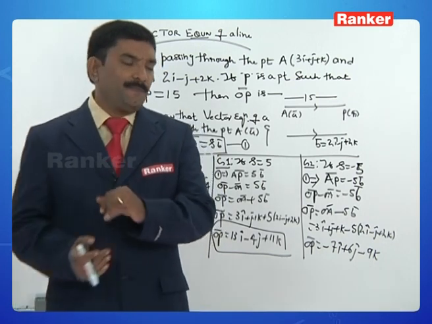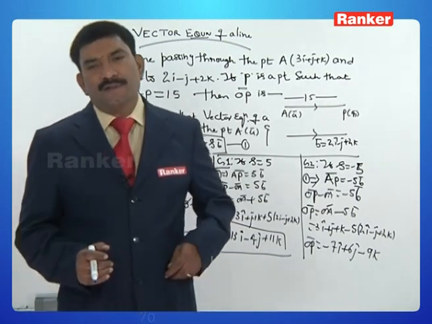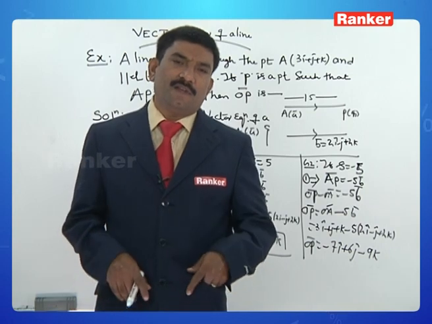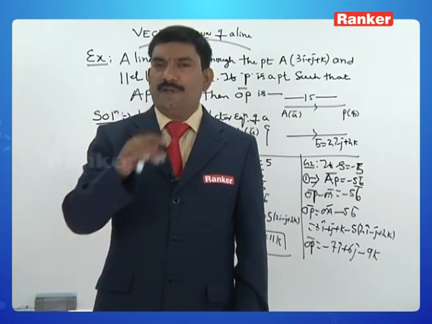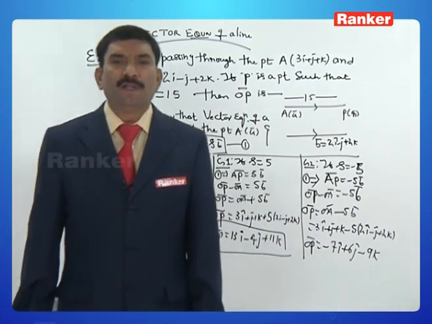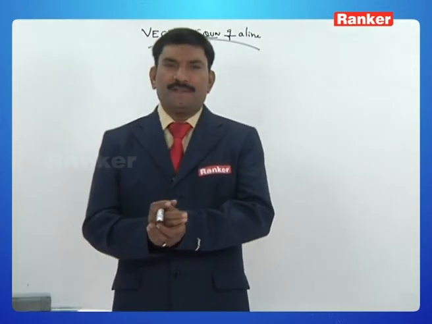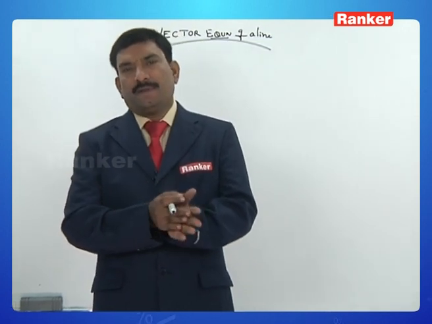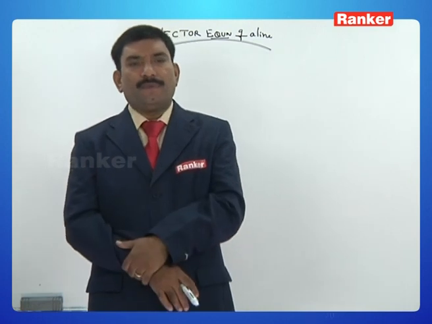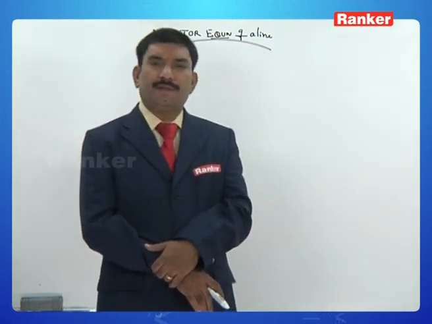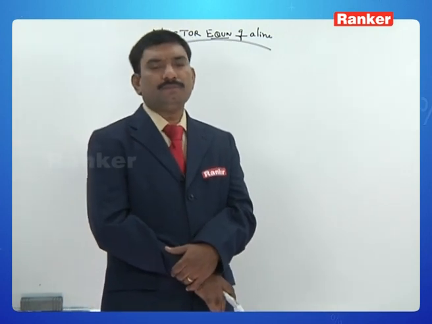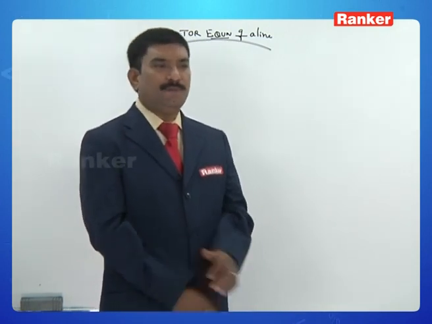Followed? Yes. Next, we shall try to understand the vector equation of a straight line passing through 2 points, A bar and B bar. Let us discuss the second type of vector equation of a straight line, in the form R bar is equal to 1 minus S into A bar plus SB bar.